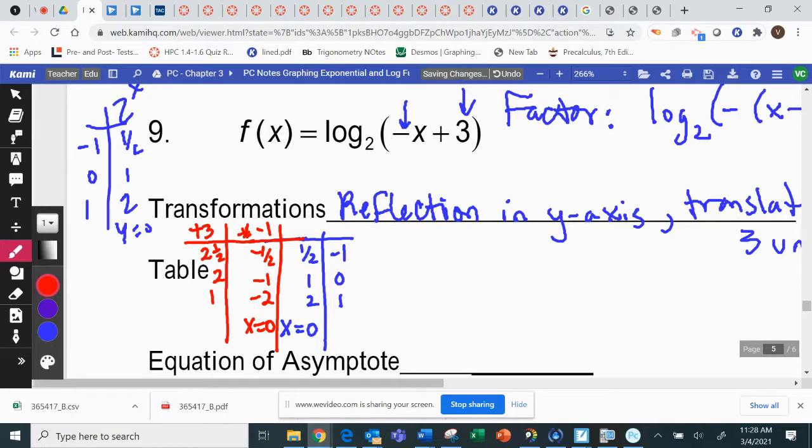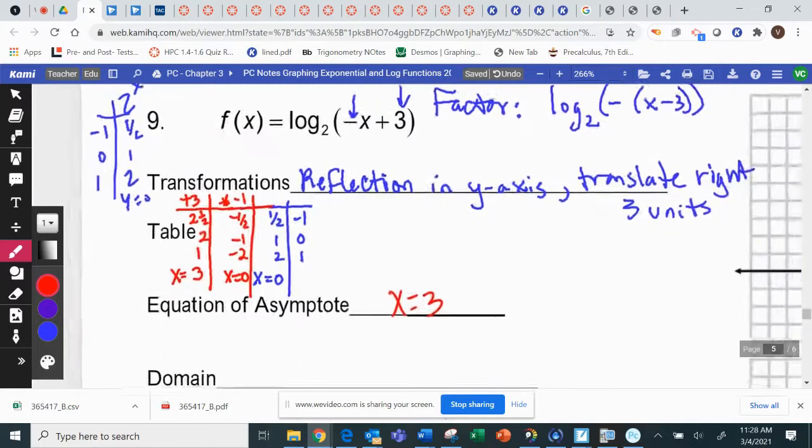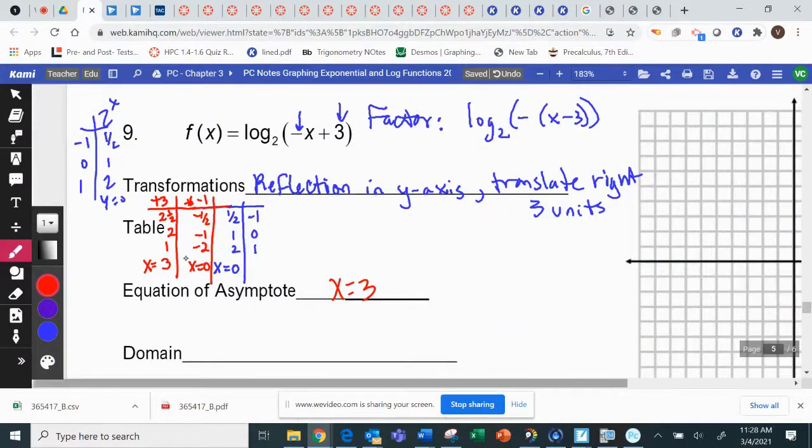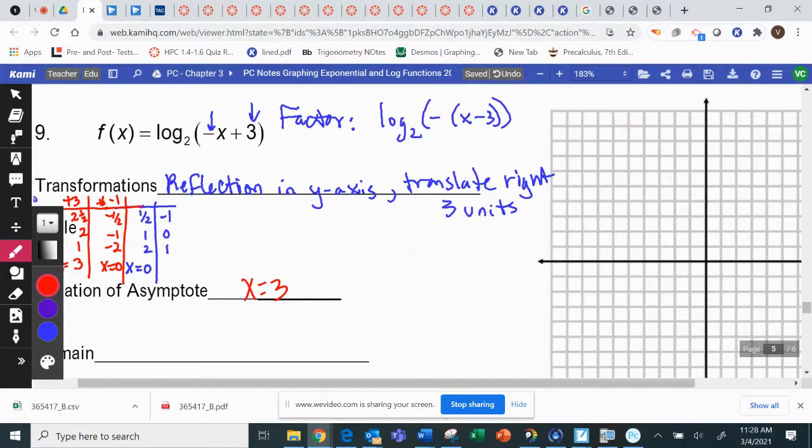Will that change my asymptote? So x equals 3. So I graph the outside x's and y's. So I'll go to, well, x equals 3 will be my asymptote. And then 2.5, -1, 2, 0, 1, 1.